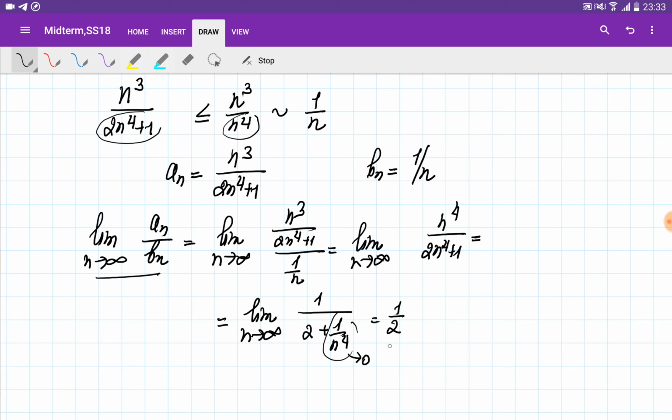So if this limit is a constant, then the behavior of a_n and b_n are similar. It means that since b_n is divergent, then a_n is divergent as well.